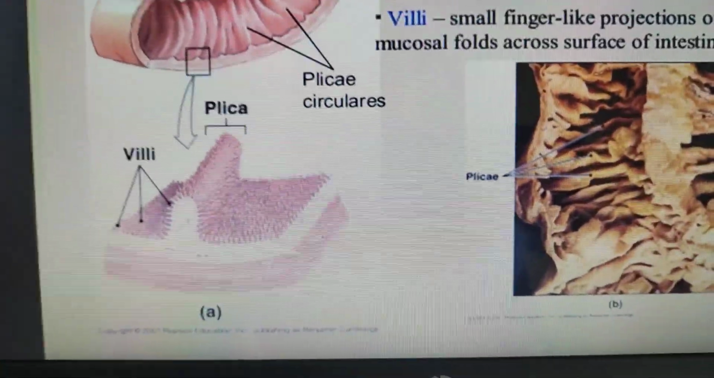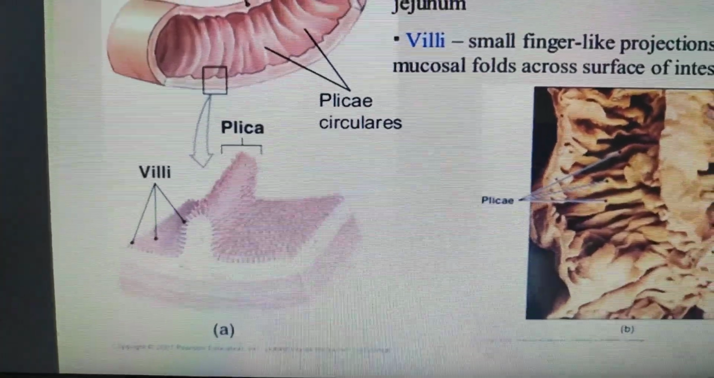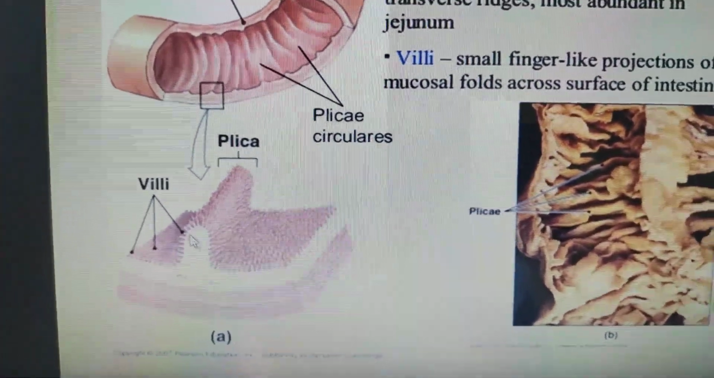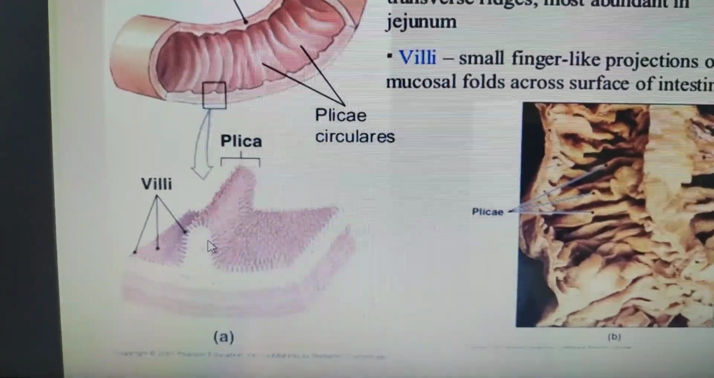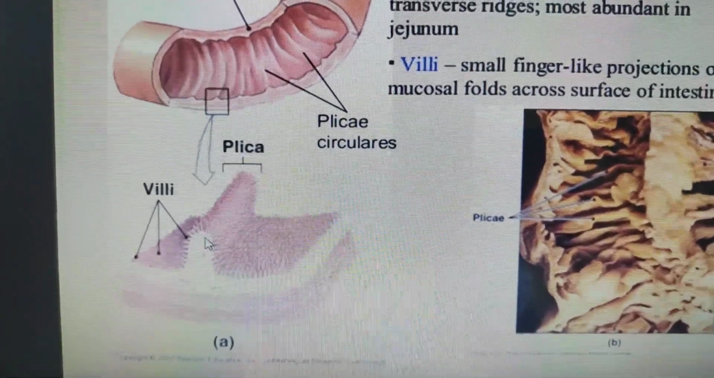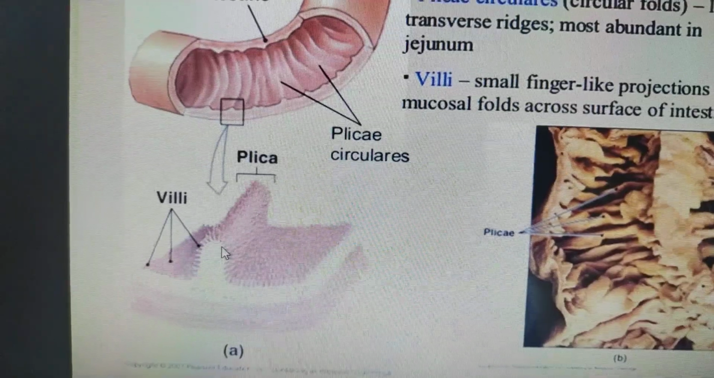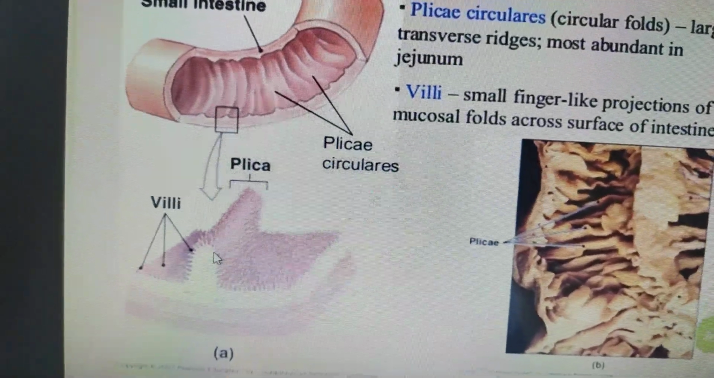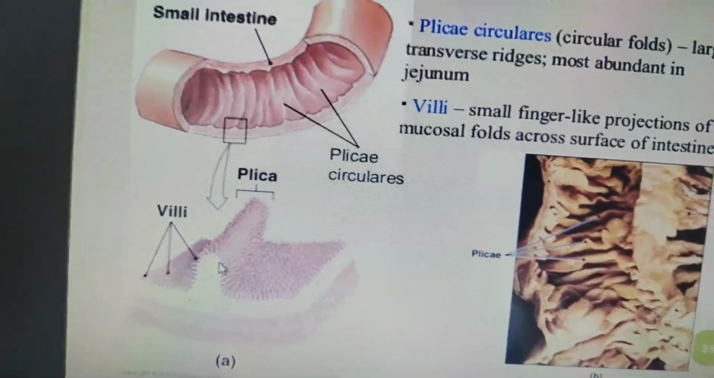Okay, now here in this image you can see these are the villi. Okay, so villi are longer, more in number, and leaf-like in the jejunum, while villi are less in number and shorter in length in the ileum.